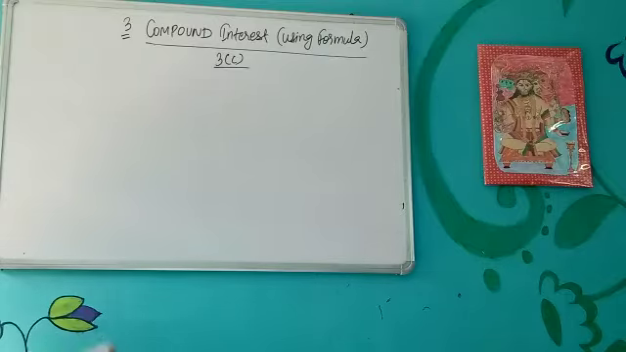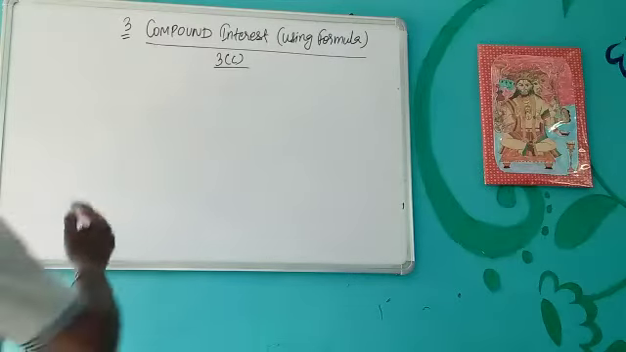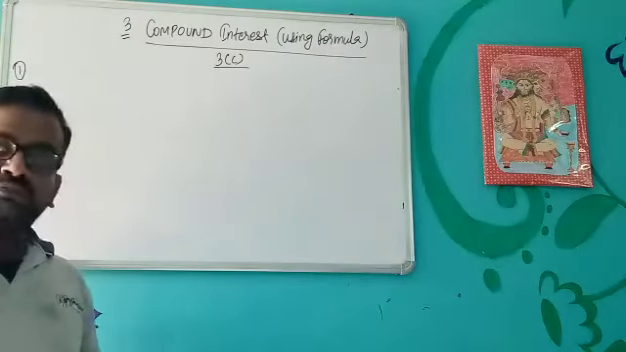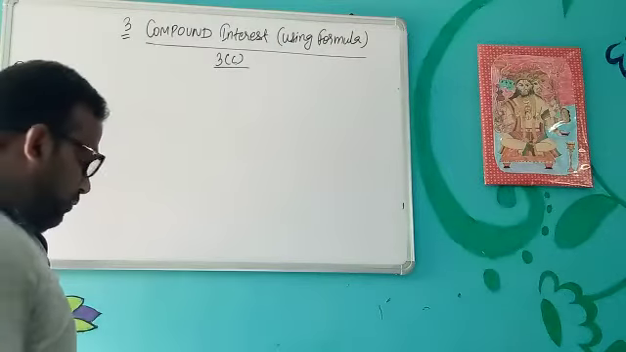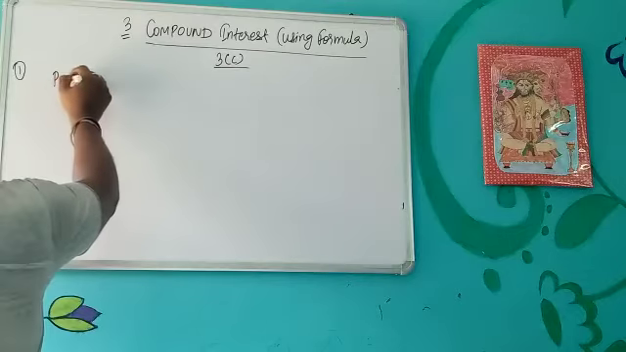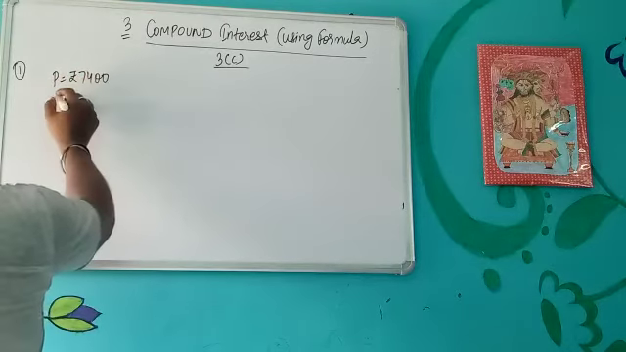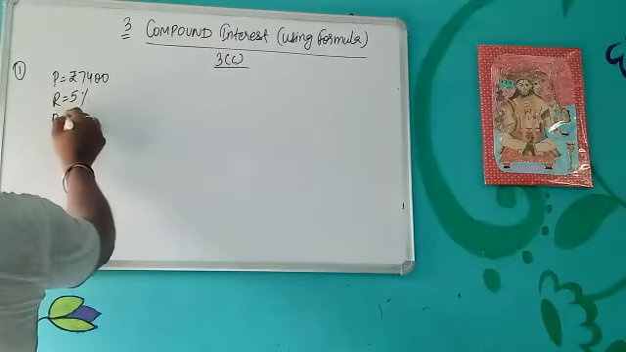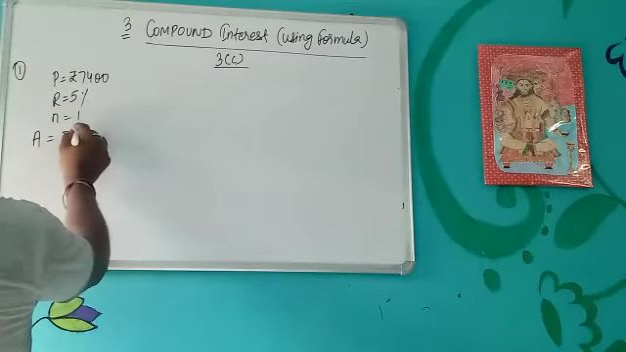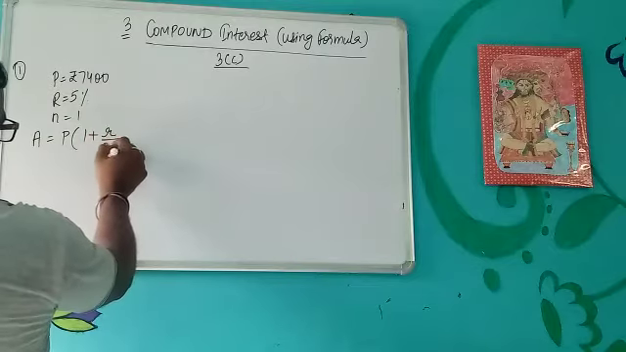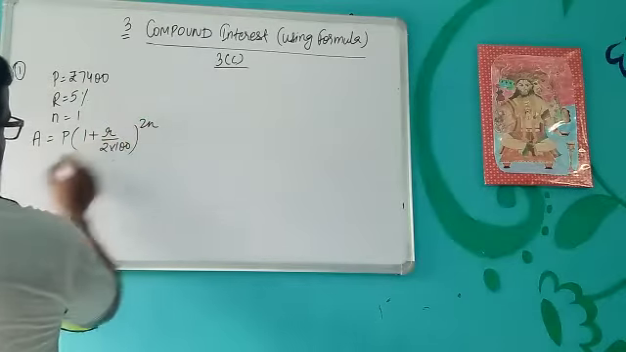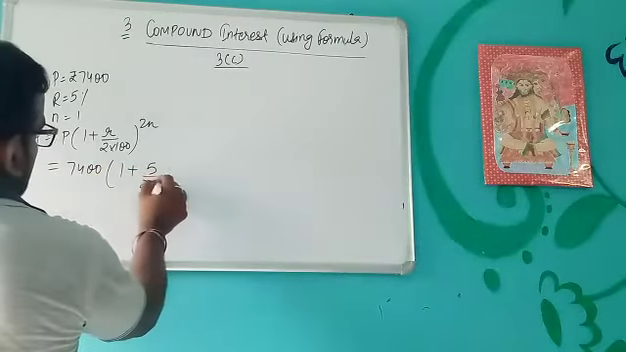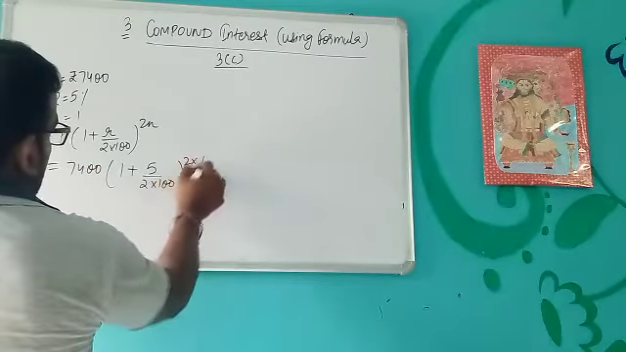Okay, let's discuss a few questions of exercise 3C. In the very first question, if the interest is compounded half yearly, that means we have to use the formula of half yearly. Calculate the amount when principal is 7400, R is 5% per annum, and time is 1 year. So we will use the formula (1 plus R by 2 into 100) to the power 2n. So we will put the values, and it is 2 into 1.